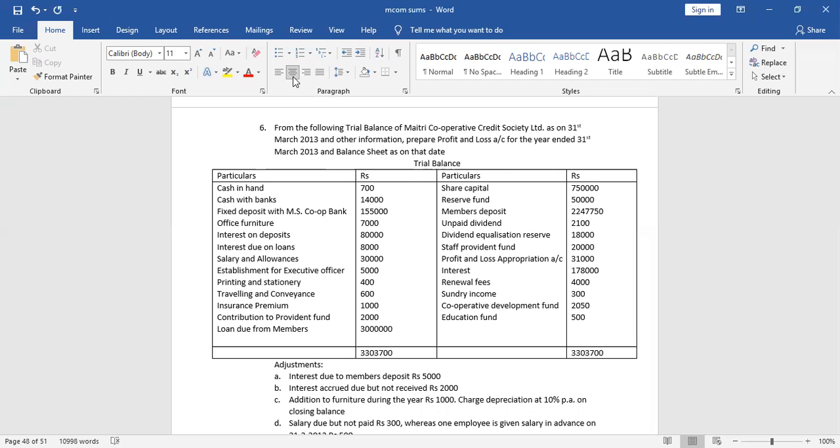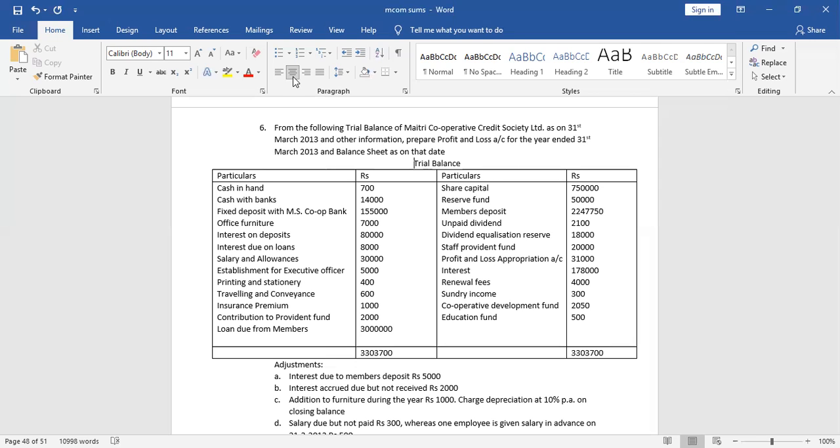Then office furniture. Office furniture is an asset, fixed asset. Then we have interest on deposit. This is seen in the debit side of trial balance. In the debit side of trial balance, there may be expense or asset. So this interest is an expense. So it will come in profit and loss account.